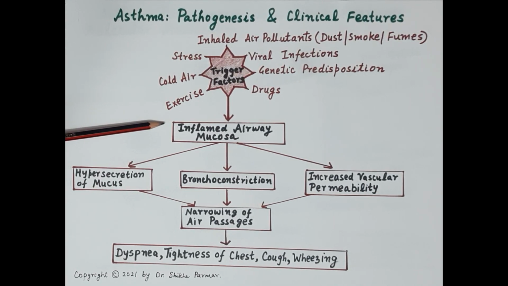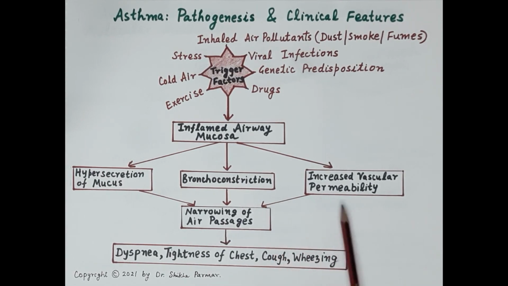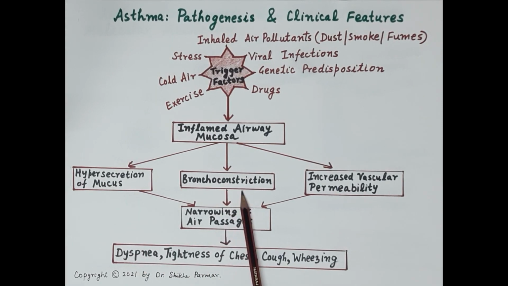Now, these histamine and leukotrienes are responsible for the hypersecretion of mucus. These inflammatory mediators are responsible for bronchoconstriction, that is the contraction of smooth muscles, and hyperreactivity of the smooth muscles. And these mediators also induce an increase in vascular permeability, that is there is dilation of the blood vessels. Now, all these factors, that is accumulation of mucus in the lumen, constriction of the smooth muscles, that is bronchoconstriction, constriction of the bronchial tract, and dilation of the blood vessels.